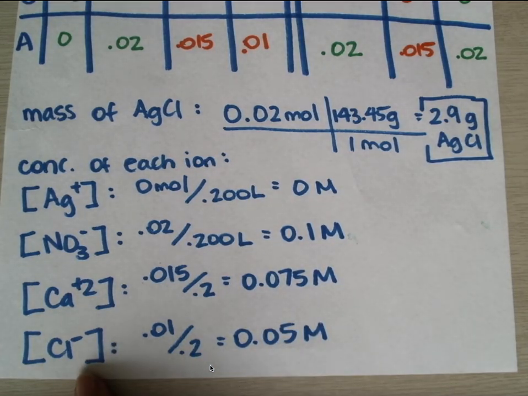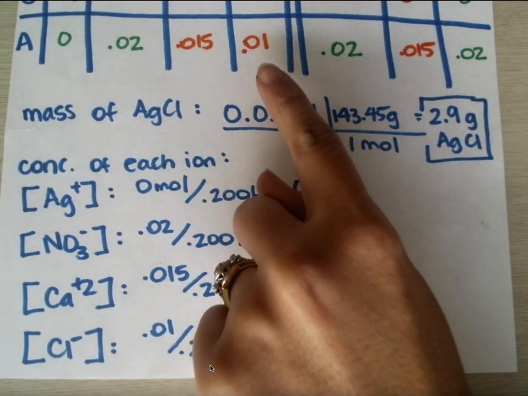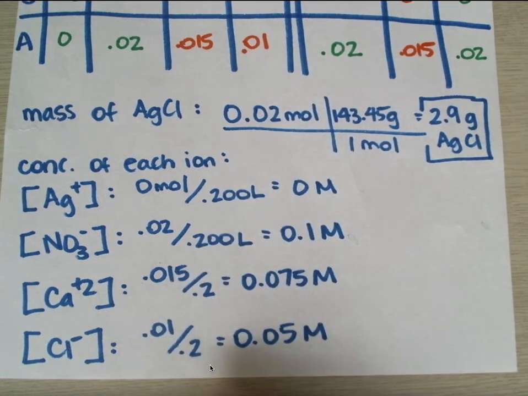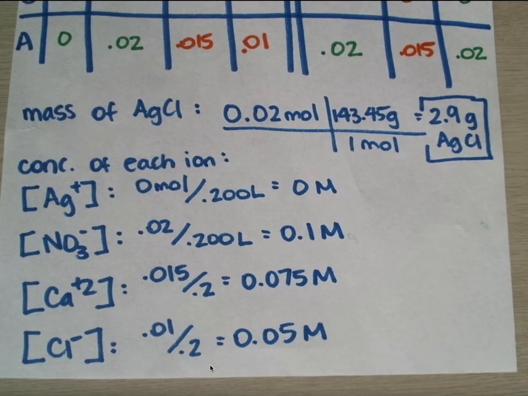And then my chloride ions, because I did need to do a subtraction there, I would use those 0.01 moles divided by my 200 milliliters, or 0.2 liters, to get my concentration of 0.05 molar.